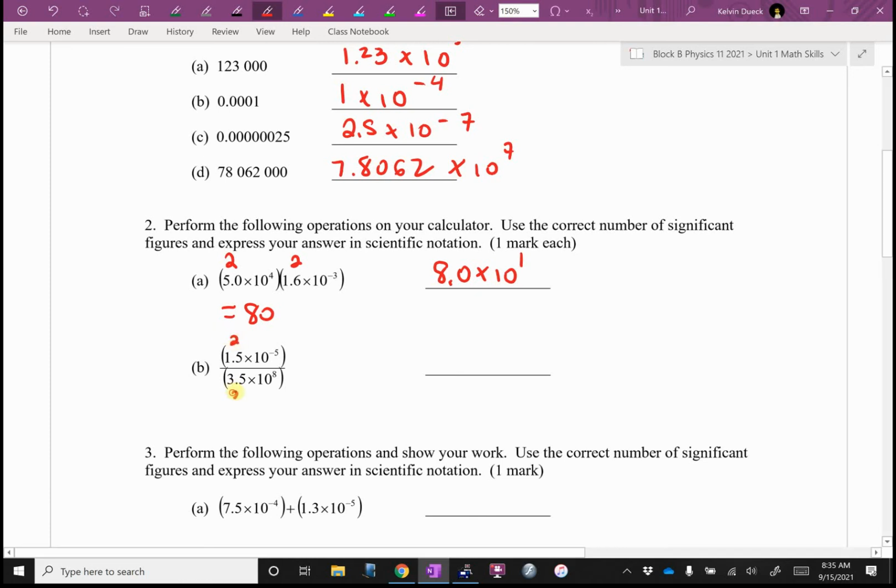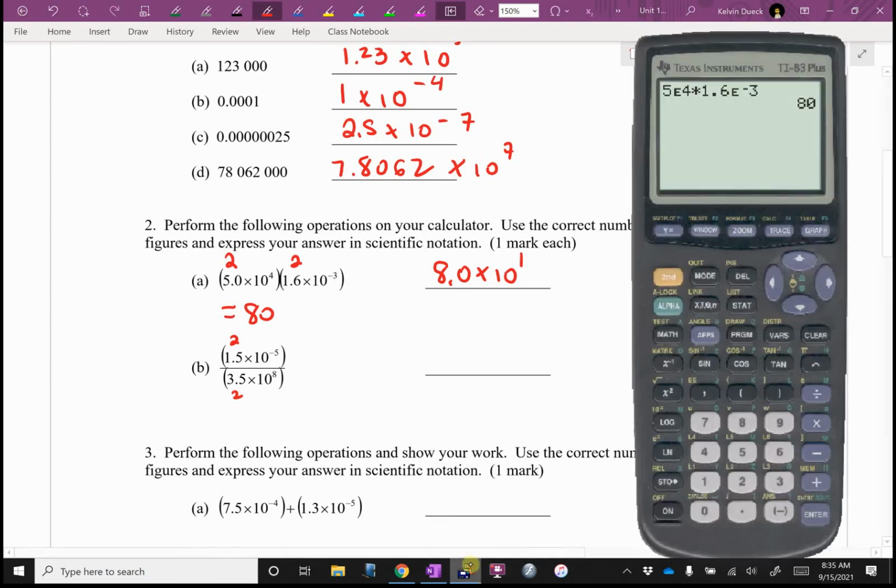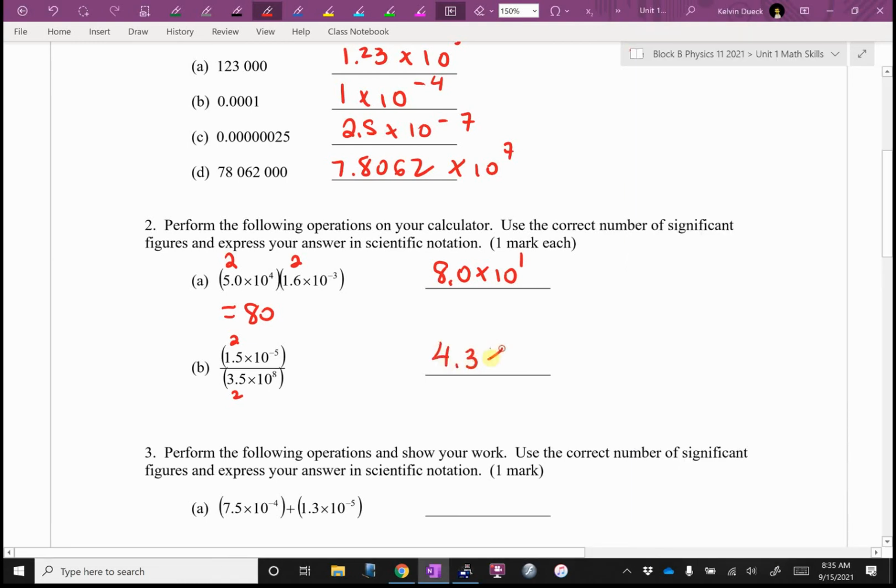2 sig figs. Again, I'm going to go to 2 sig figs. 1.5 scientific notation negative 5 divided by 3.5 scientific notation 8. Do y'all get 4.3 times 10 to the negative 14? Yes? Pause for a second, put your pencils down, look up.